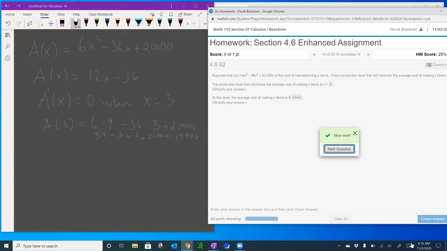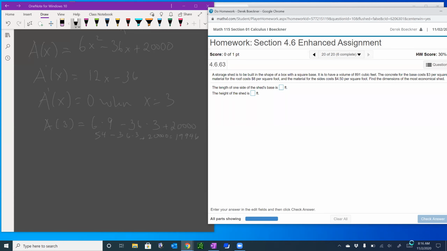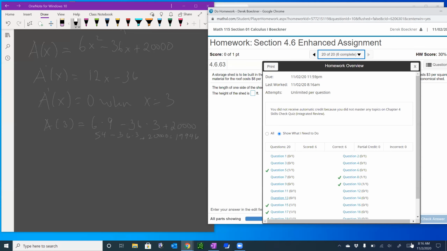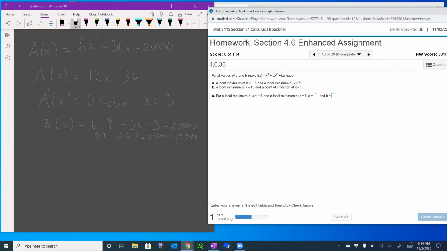Questions? Tricky parts there, recognizing it's the average cost function you want to memorize, maybe. Other questions you want to see? 13? Okay.